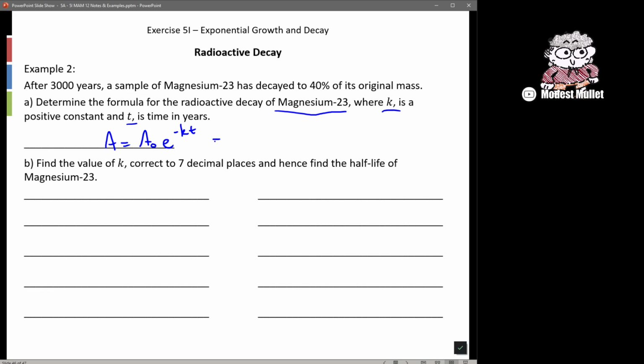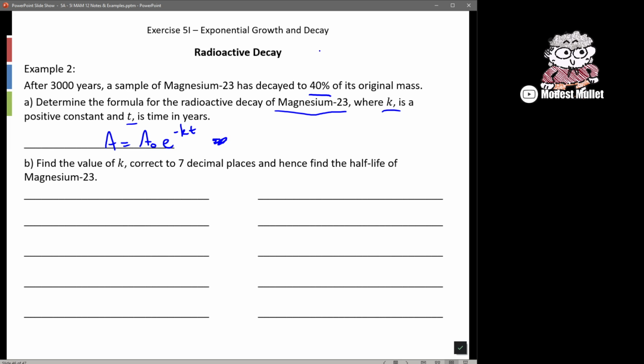So we could have that one, and then determining, we'd follow on. So it's decayed to 40% of its original mass. So we could just say it started with a kilo. We could say it started with 100 kilos, 1,000 kilos. It doesn't matter what we say we started with. We're at 40% of its original.